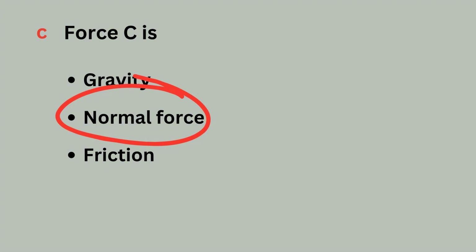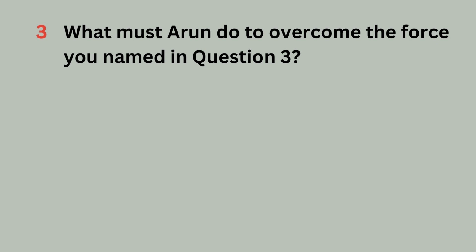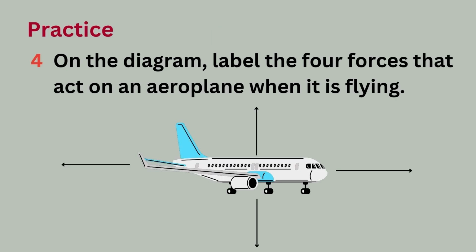Normal force. Question 2. Name another force that will slow Aaron down on a windy day. Air resistance. Question 3. What must Aaron do to overcome the force you named in question 2? Aaron must pedal faster. Practice. Question number 4. On the diagram, label the 4 forces that act on an airplane when it is flying.